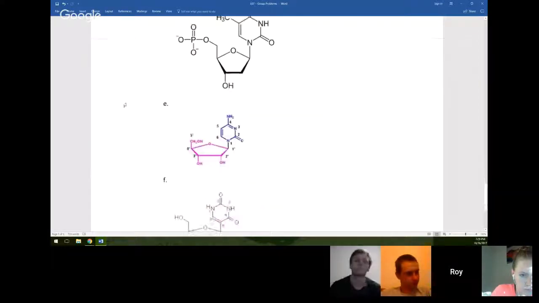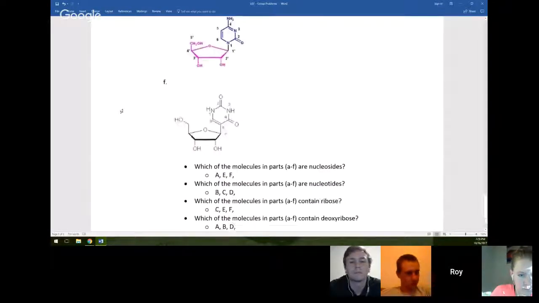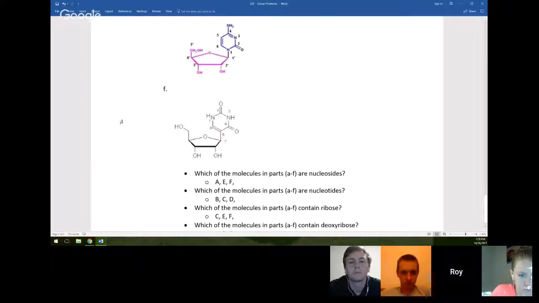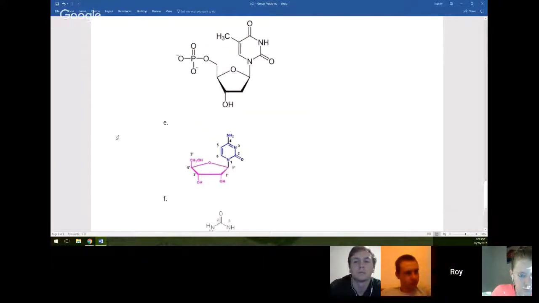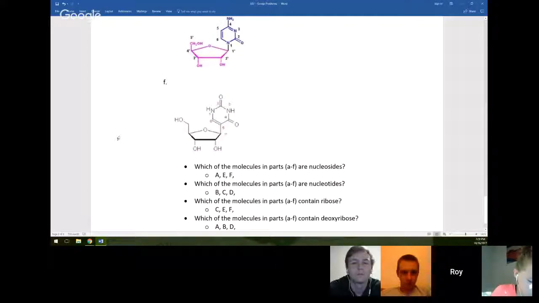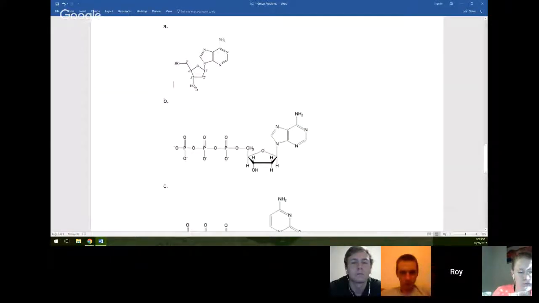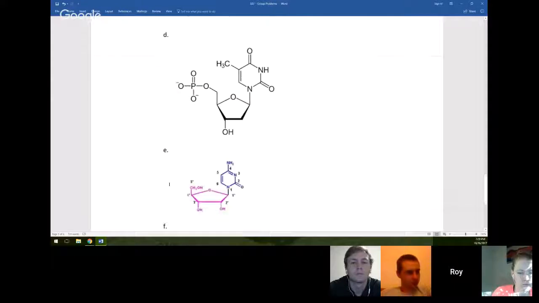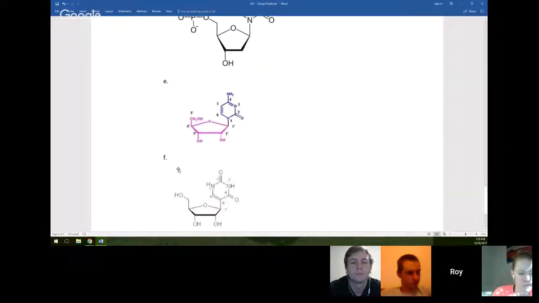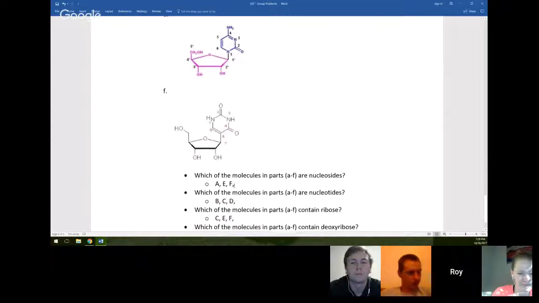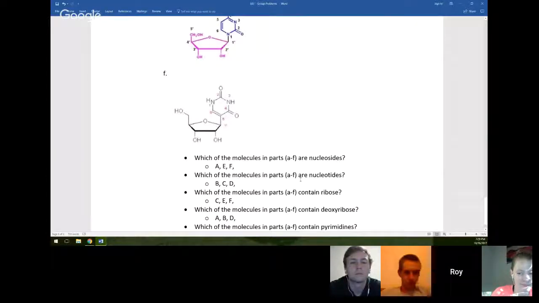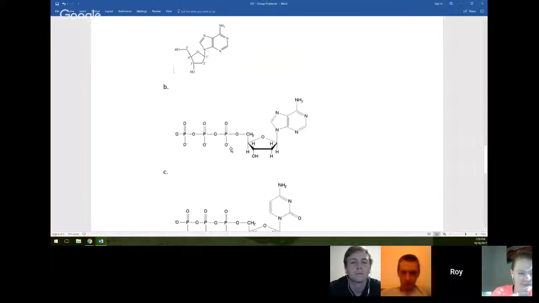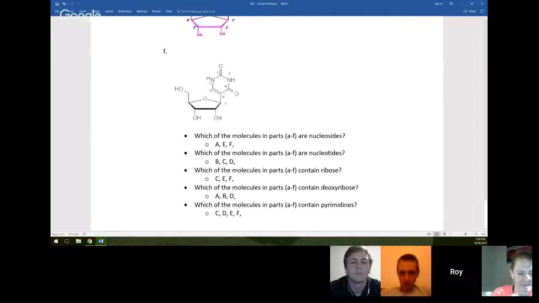So we're just going to answer these questions real quick as they give these different figures. It says, which of the molecules are nucleosides? A nucleoside is a molecule that doesn't have a phospho group on it. So we can look at this: A has no phospho group, B, C, and D all have phosphate groups on them, and then E and F do not. So that's A, E, and F. And then the nucleotides are ones with phosphate groups, so that would only be B, C, and D. Makes that easy for us.